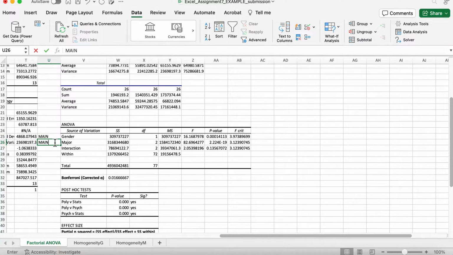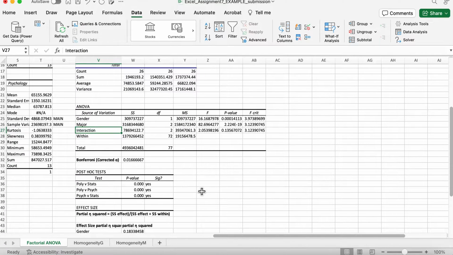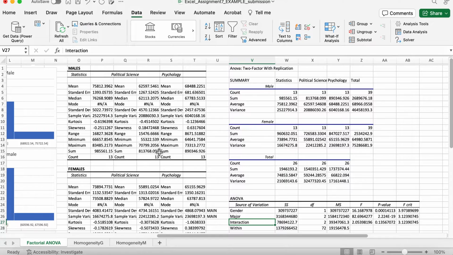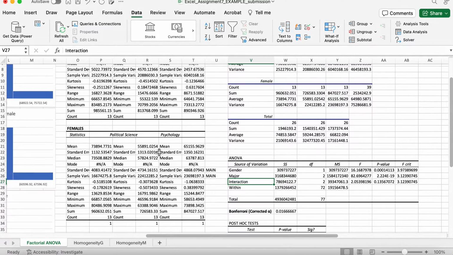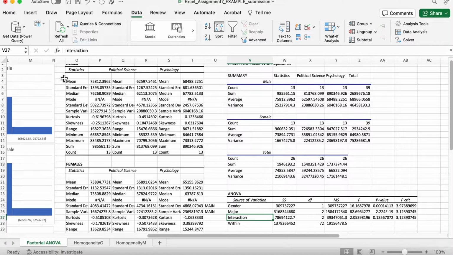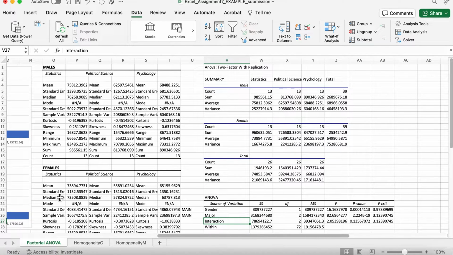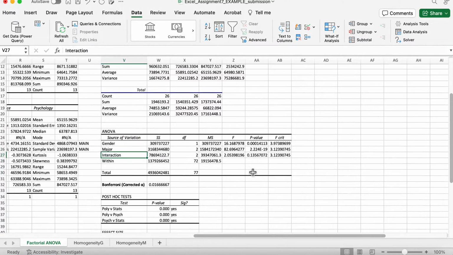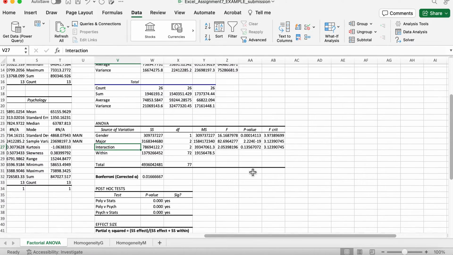Major is a main effect. And this is an interaction, which it says there, so it's easy to remember. Now, what becomes a problem, so you have males and females. You can just look at the numbers for males and females and know that all of the numbers for males are larger than the numbers for females in all of these groups. So you know that the mean for males is larger than the mean for females.